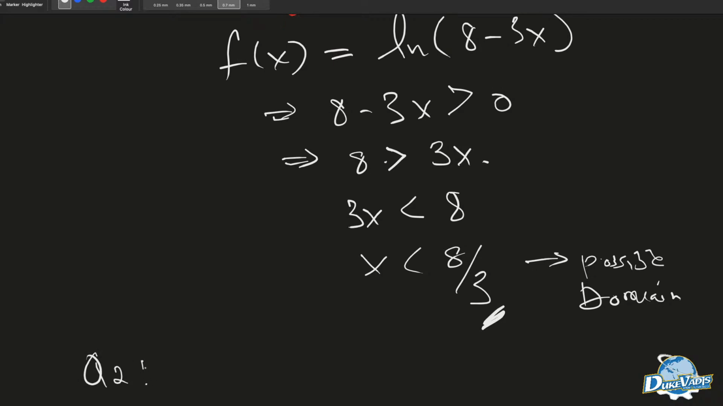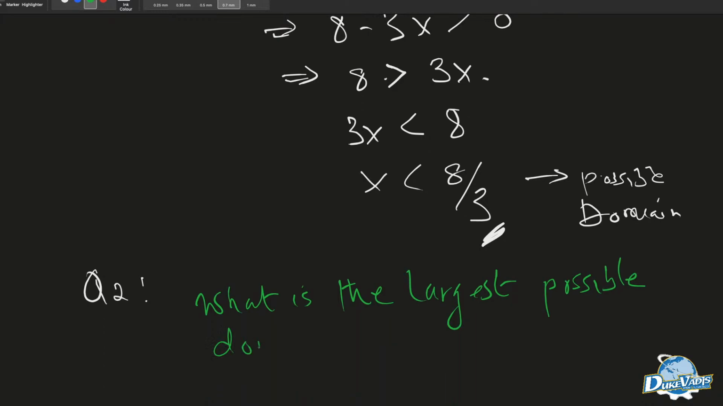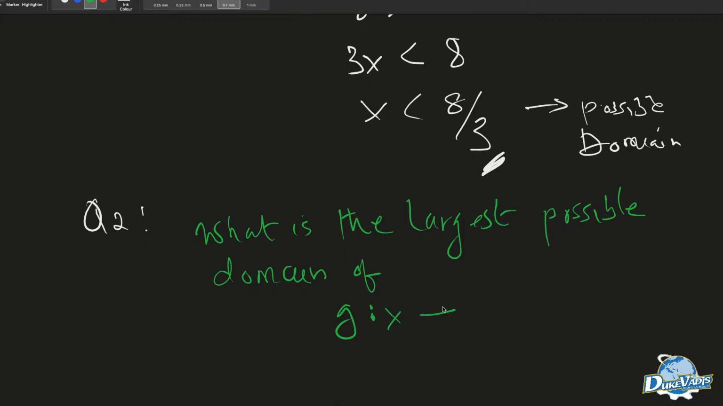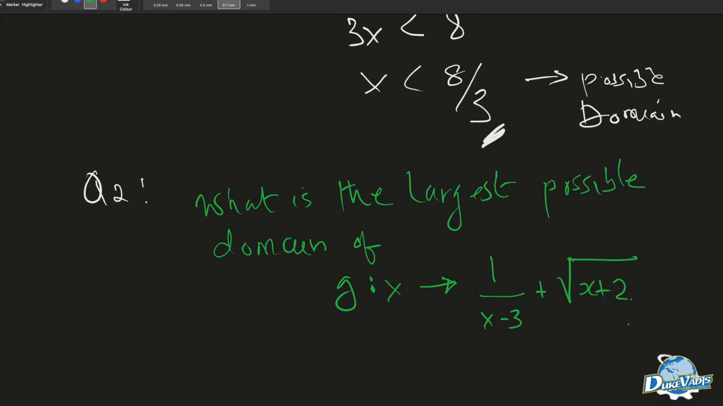Question 2 says: what is the largest possible domain of the function g of x equals 1 over x minus 3 plus square root of x plus 2? Alright, so what is the largest possible domain of such a function?